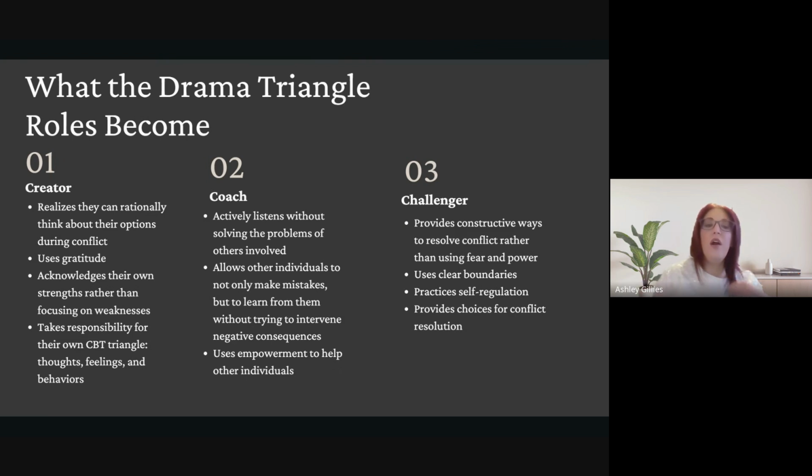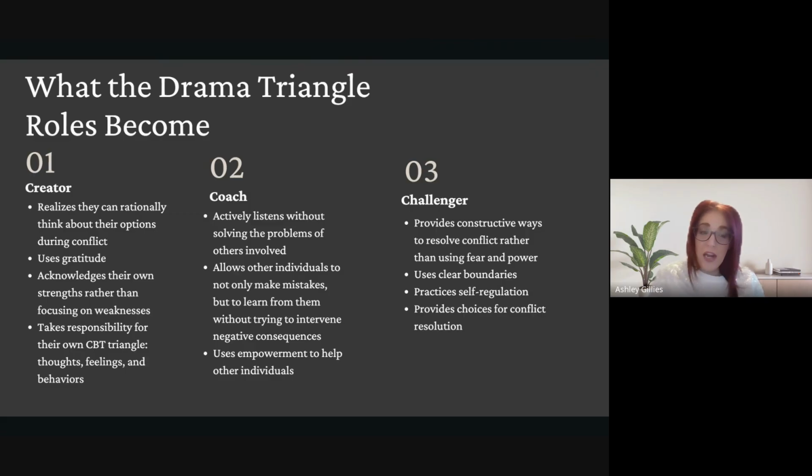Okay, so the creator, they realize that they can rationally think about their options during conflict. They use gratitude. They acknowledge their strengths rather than focusing on weaknesses, and they take responsibility for their own thoughts, feelings, behaviors. Okay, if you go back to my story, I was once the victim.